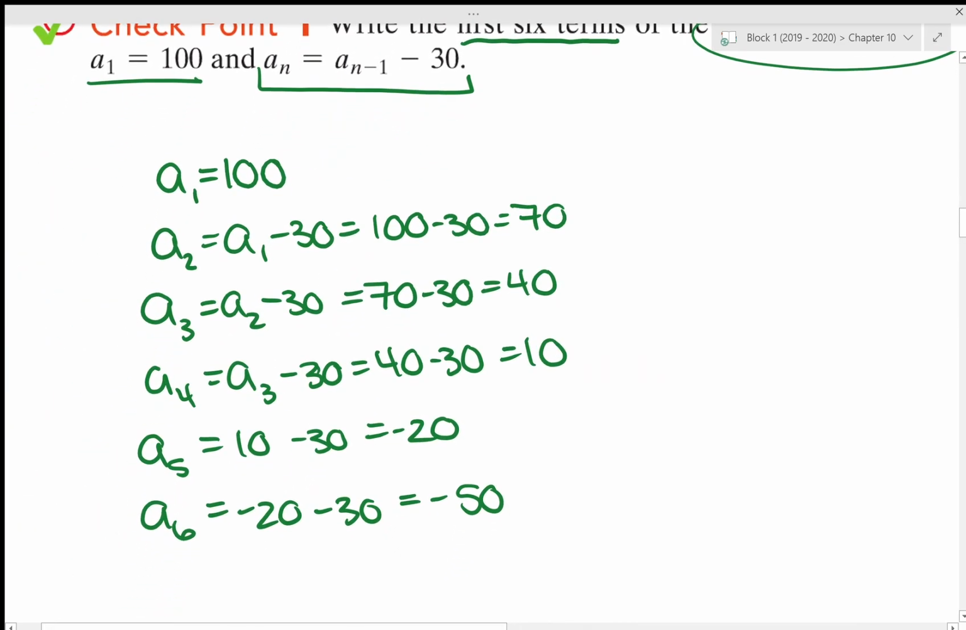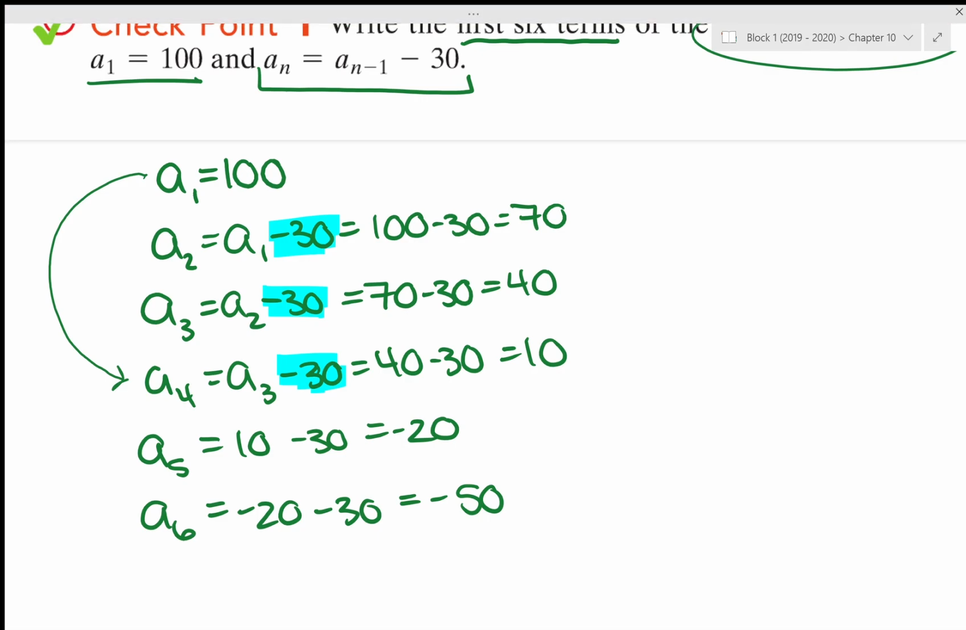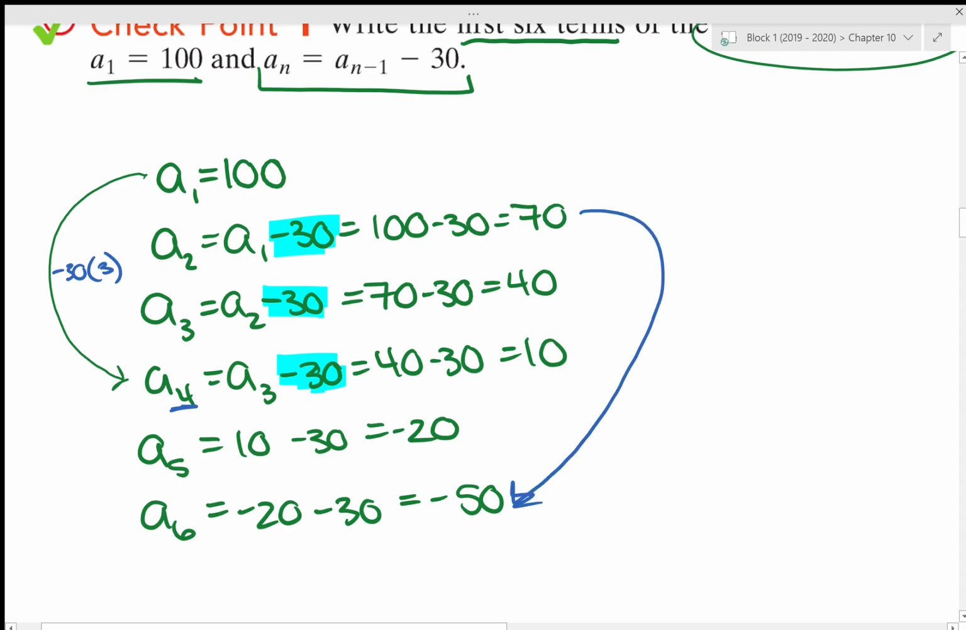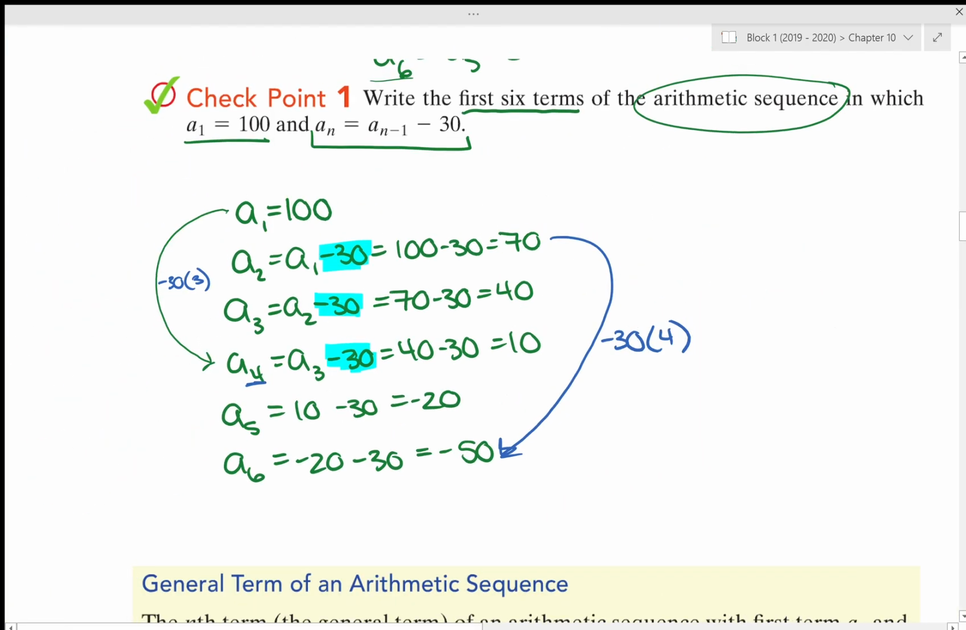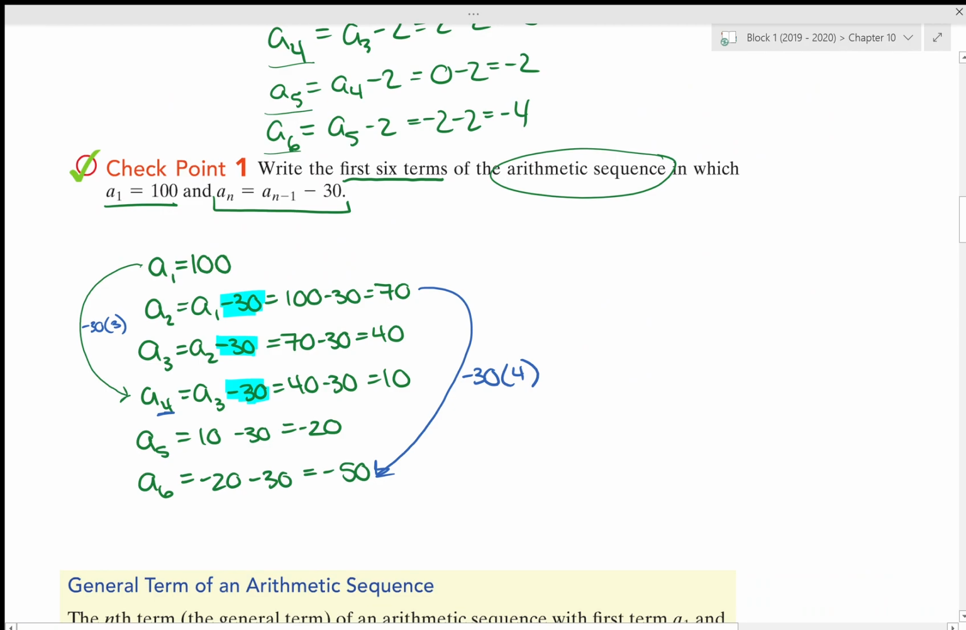Let's look up at checkpoint 1. To get from my first term 100 down to my fourth term of 10, I had to subtract 30 1, 2, 3 times. So I had to minus 30 3 times, which 3 is 1 less than 4. If I wanted to go from my second to my sixth, I had to go 1, 2, 3, 4 spaces, so I'm going to subtract 30 4 times from 70, and I'll get to it. So it's a nice way of being able to jump without having to find all of your terms completely.